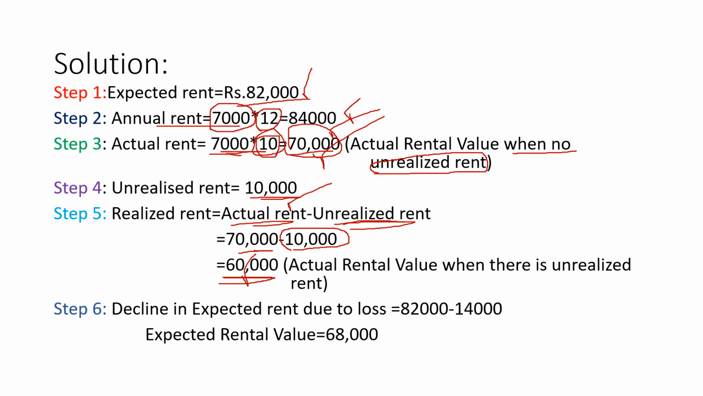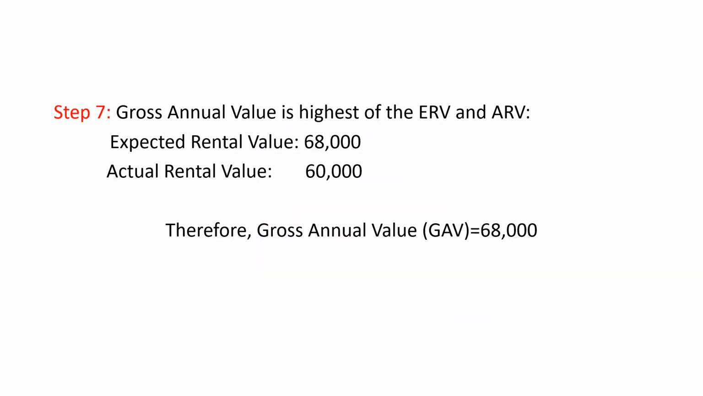Then decline in expected rent due to loss. Expected rent we have studied from the question is 82,000. But there is a decline of loss of 2 months where we have not received the rent. So that is 14,000. If you deduct this 14,000 from this 82,000, you will be getting 68,000. So these are the various steps we will be following while calculating GAV. Now let's see the next slide.